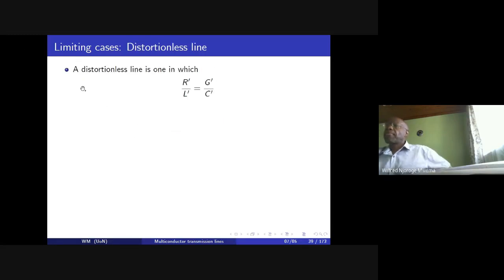So a distortionless line is one in which R prime by L prime is equal to G prime by C prime. That is, the series resistance per unit length over the series inductance per unit length is equal to the ratio of the shunt conductance per unit length to the capacitance per unit length.